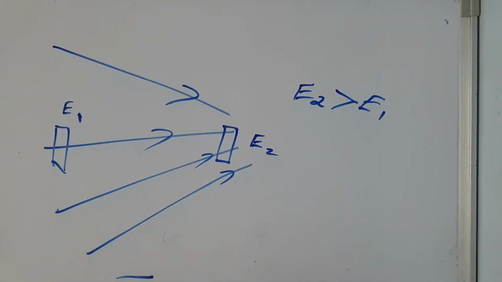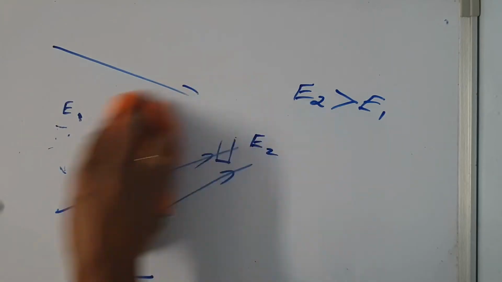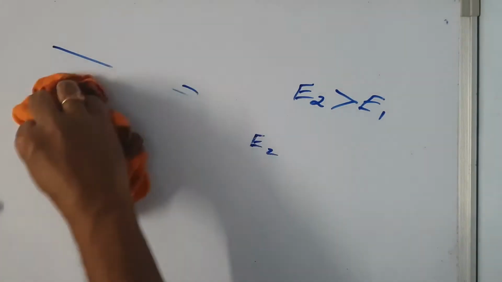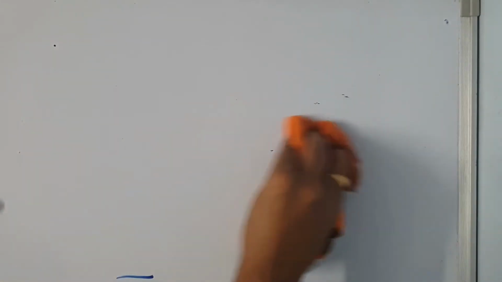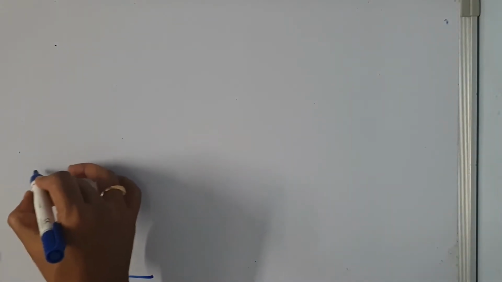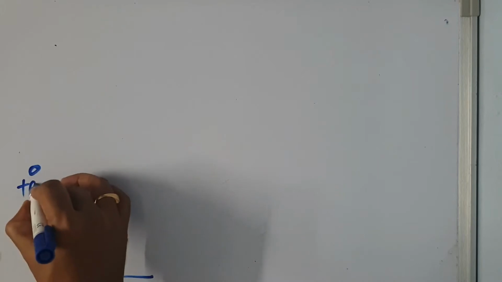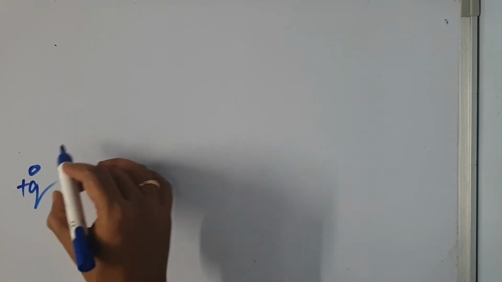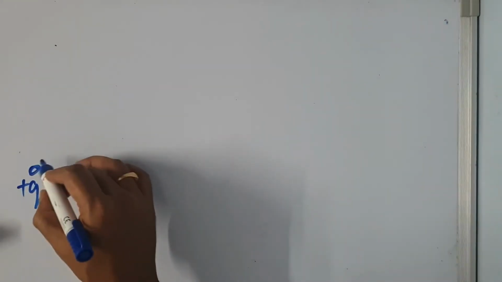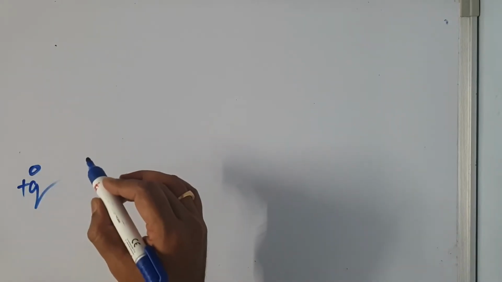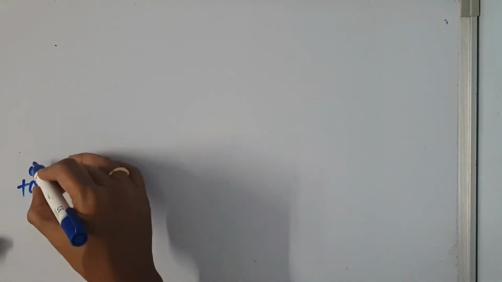We can show this mathematically also. Let us see how it is done mathematically. Take a point charge here, plus Q. You can draw any number of field lines coming out of it. But what is important is the number of field lines passing perpendicular through unit area.